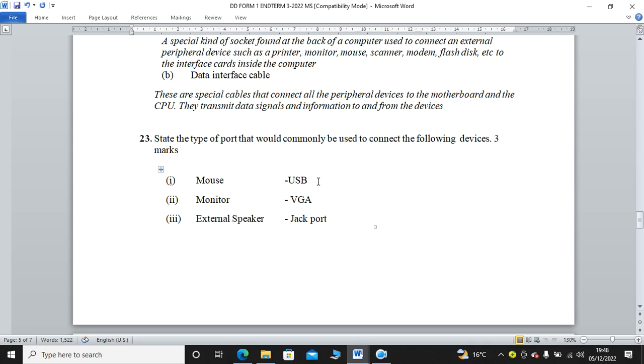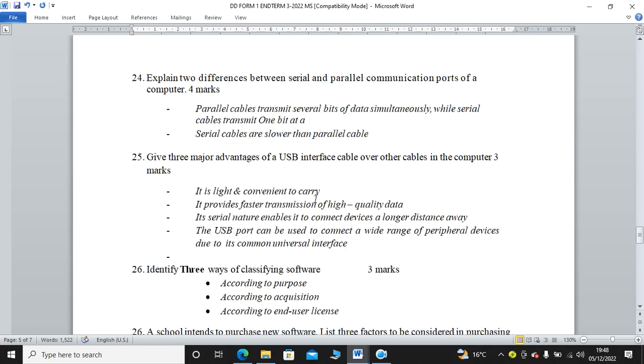Then you also have the external speaker. You use the jack port or audio ports. We call them audio ports. Then we have: explain two differences between serial and parallel communication ports of a computer.